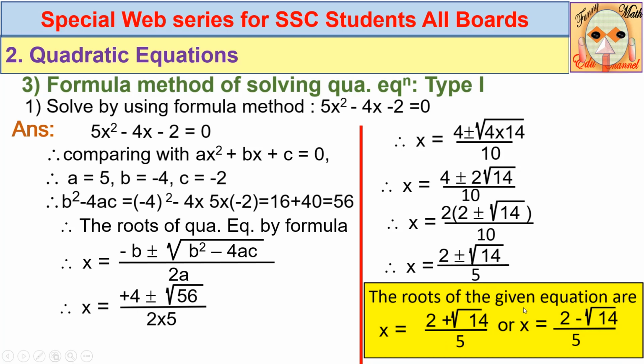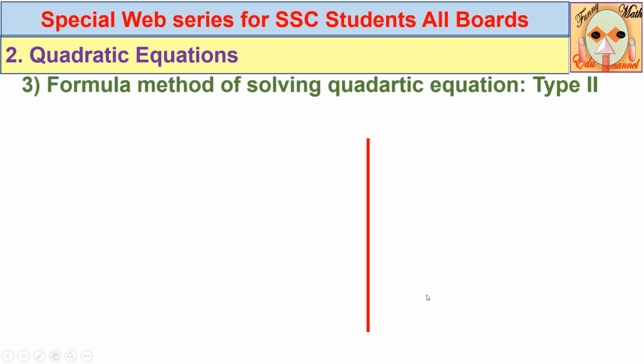So the roots of the given equation are x is equal to 2 plus root 14 upon 5, or x is equal to 2 minus root 14 upon 5. So this was the first example of the formula method. You can use this formula to solve any quadratic equation. Let us see the second example.